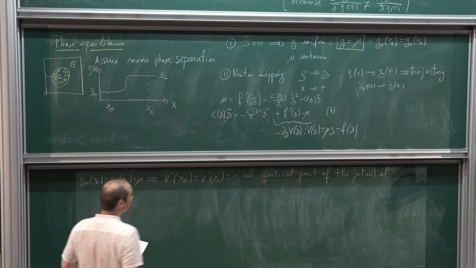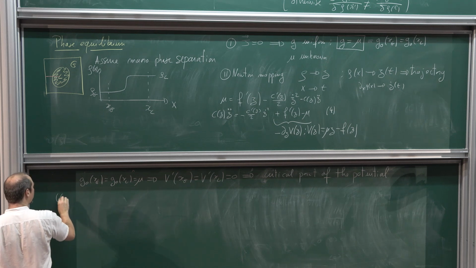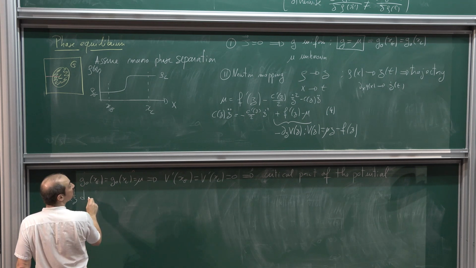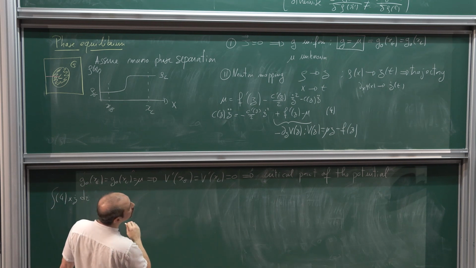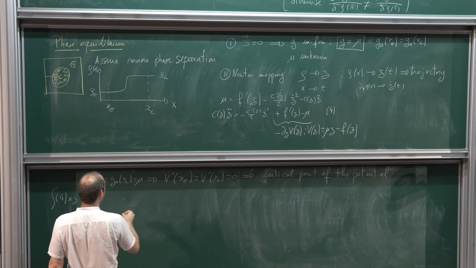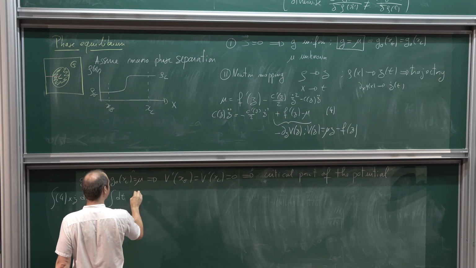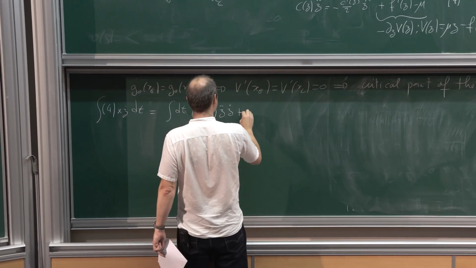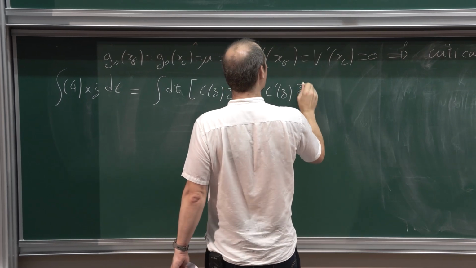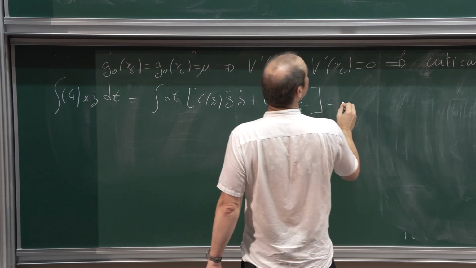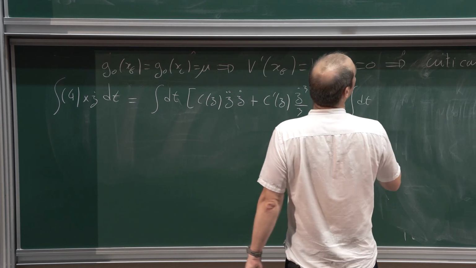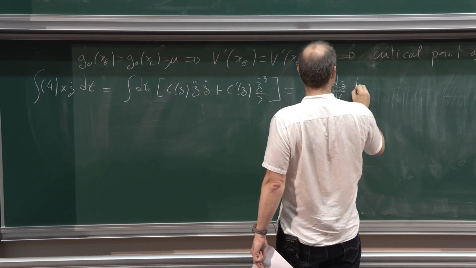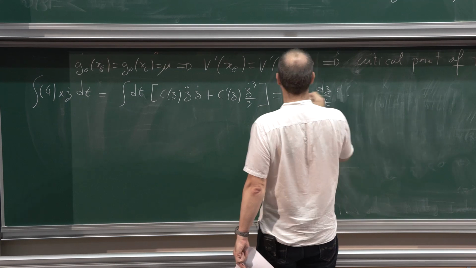And you can multiply 4 by z dot and integrate it. So if I do 4 times z dot, and I put all the derivatives to the left, and I integrate it dt, then what do I get? On the left, I have integral dt of c of z, z double dot times z dot, plus c prime of z times z dot cube over 3. And this is equal to the integral dt of z dot, which is dz over dt, times dv over dz, or minus dv over dz.